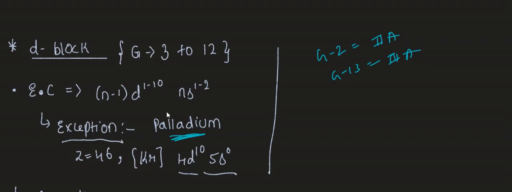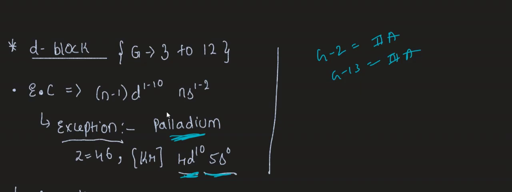Exception is palladium. Why is palladium an exception? Because it is not following the general electronic configuration. See here, they said d 1 to 10. Here s should be either 1 or 2, but you people got 0. Hence palladium is the exception for the D block electronic configuration.